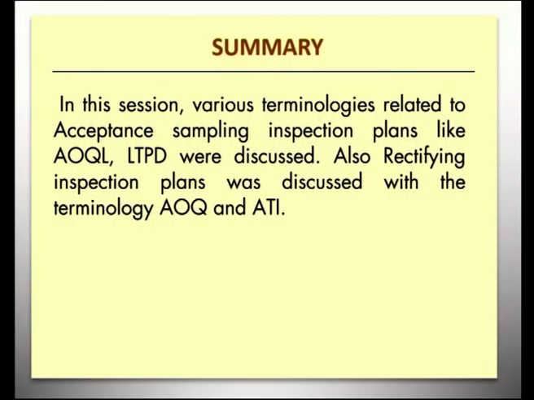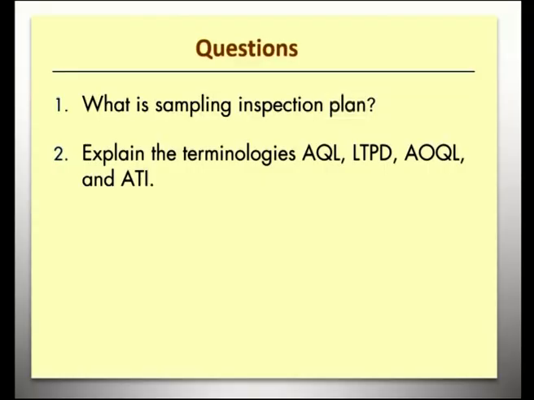In this session, we discussed two types of inspection plans: acceptance sampling inspection plans and rectifying inspection plans. Various terminologies related to acceptance sampling inspection plans like AQL and LTPD were discussed, and the terminologies related to rectifying inspection plans like AOQ, AOQL and ATI were discussed. Based on the discussion in this session, the following question may be posed. What is meant by sampling inspection? Explain the terminologies AOQL, AQL, LTPD and ATI.